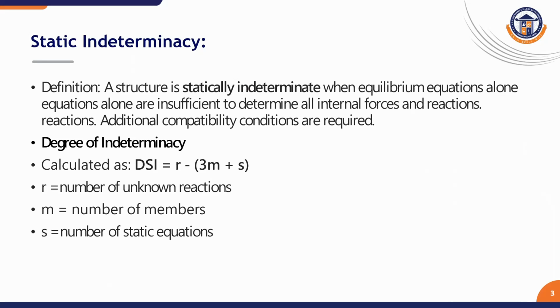The degree of static indeterminacy is calculated with the help of the formula DSI equals r minus 3m plus s, where r is the number of reaction components, m is the number of members, and s is the number of static equilibrium equations. This concept is essential because the theorem of three moments is applicable only to statically indeterminate structures.